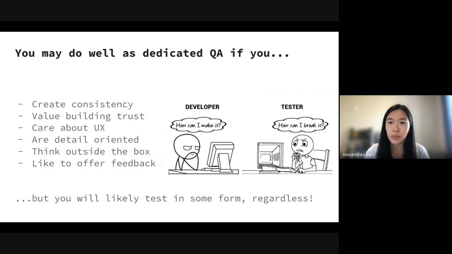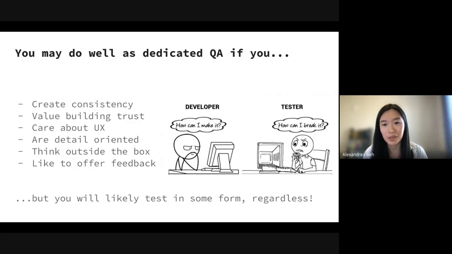And something that people may not consider is that someone who does well as dedicated QA probably should like to offer feedback and be able to do that in a really constructive way. We'll touch on this later too. But if a developer is saying, how can I make it? And a tester is saying, how can I break it? If a QA person figures out how to break something, they find a bug, guess what's next? You have to go to the person who developed it and say, hey, I found a bug.